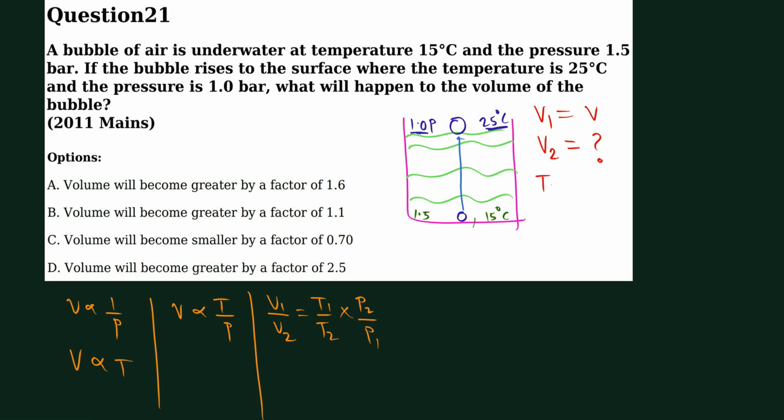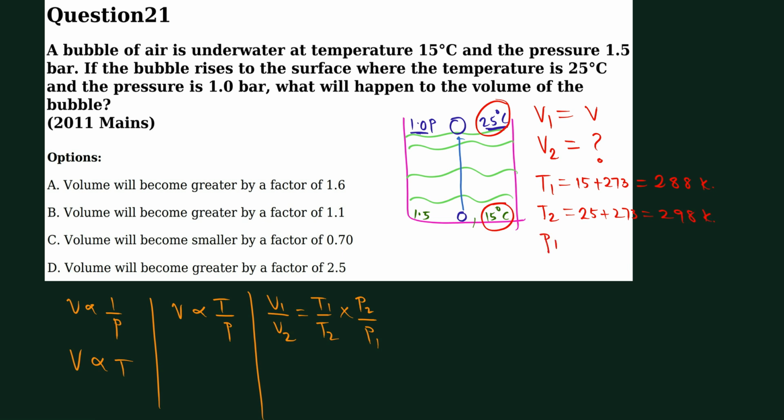And temperature: initially, when it is under the water, what is the temperature? That is 15 degrees Celsius. To this you add 273, then T1 will become how much here? 288 Kelvin, right? The second temperature, when it rises to the surface, becomes 25 degrees Celsius. This is the room temperature. So that is 25 plus 273. How much is it? 298 Kelvin, right?